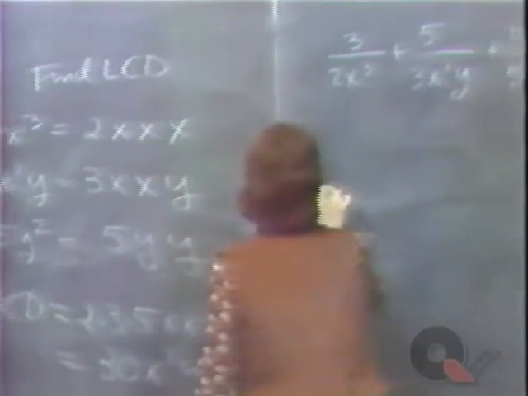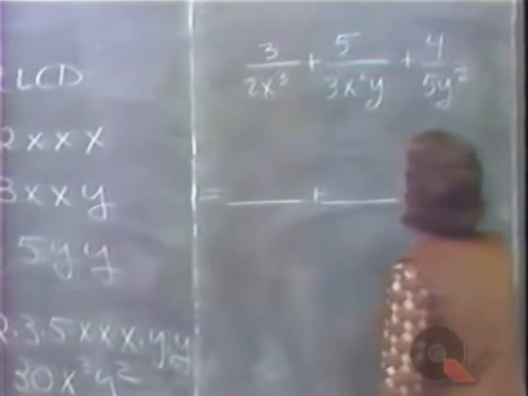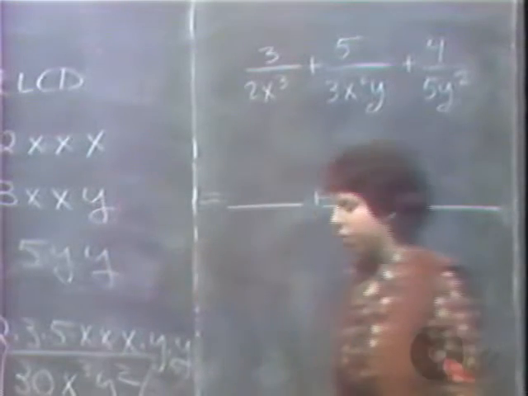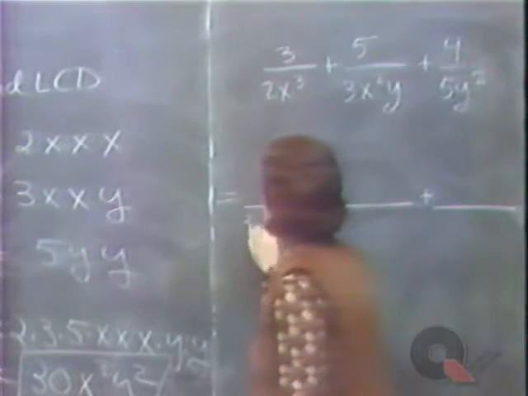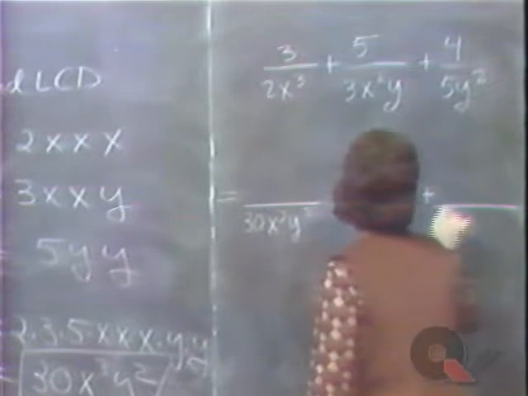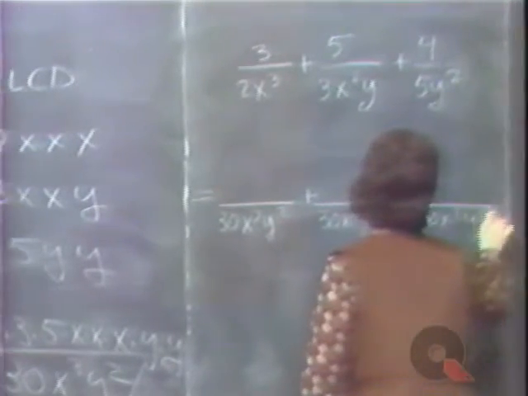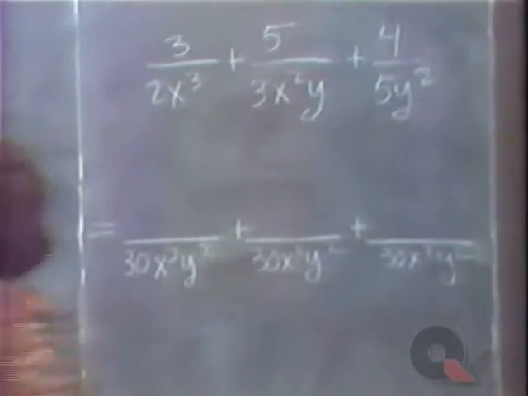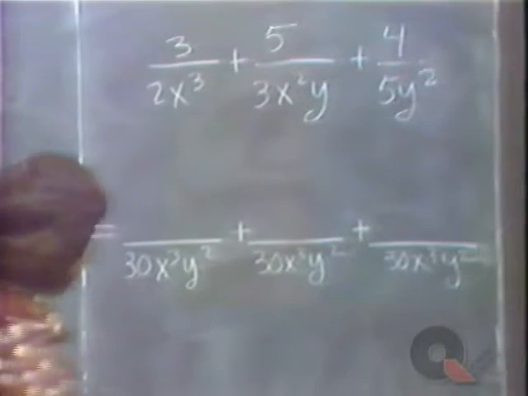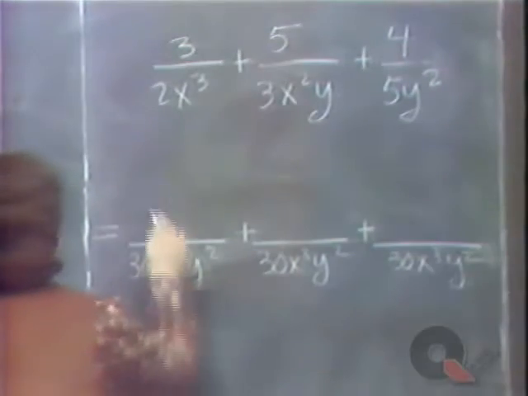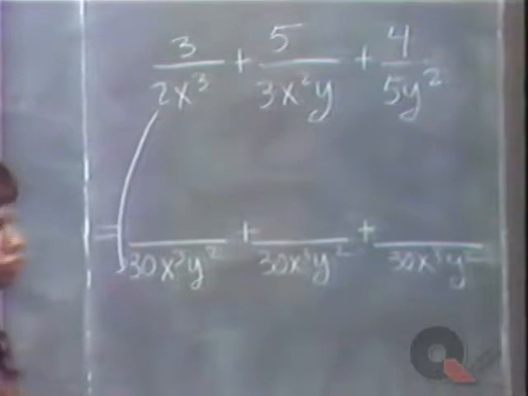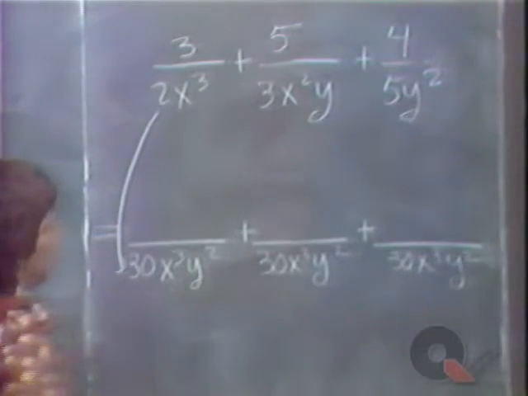Once we found that, we are going to build fractions equivalent to these fractions, all having this least common denominator, 30x cubed y squared. That's the smallest algebraic expression, so all of those denominators divide evenly into it. Just like we did in the problem with the numbers, ask yourself what you would have to multiply this denominator by to get that denominator. And whatever you multiply that denominator by, you multiply the numerator as well.